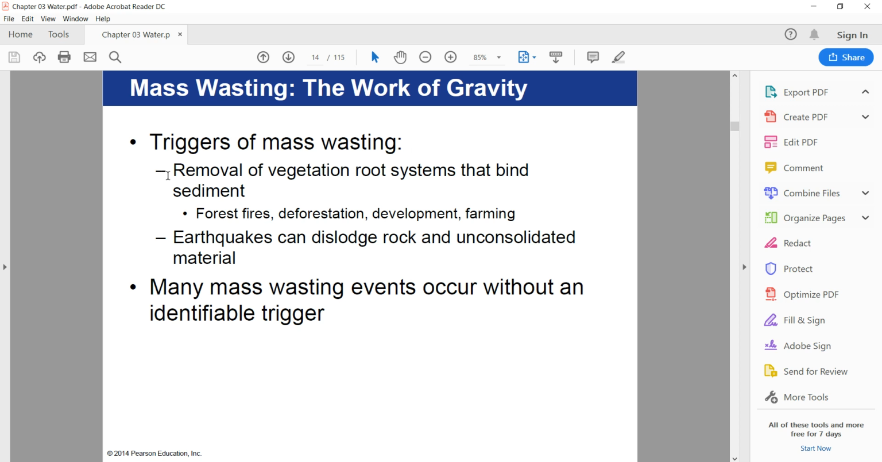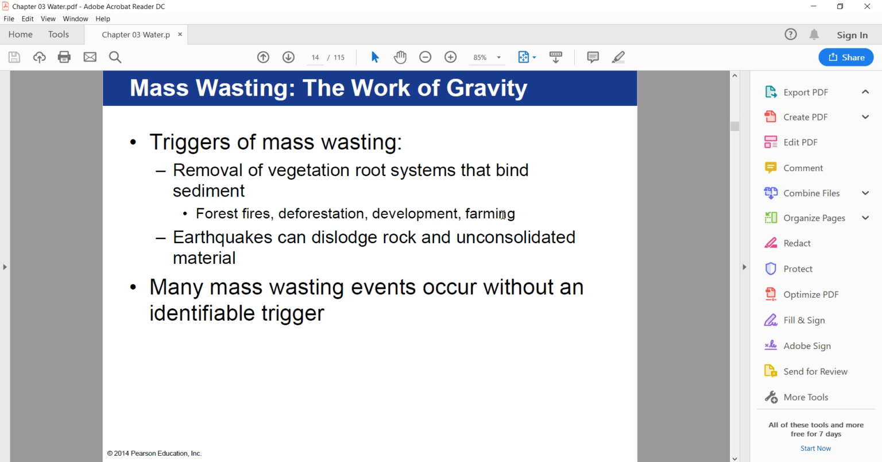Triggers of mass wasting. So these are some of the triggers: removal of vegetation, root systems that bind sediment, forest fire, deforestation, development, farming. These are the major causes of removal of vegetation. We know that forest fire, deforestation, where we remove the forest to build or urbanize the landscape, or any urban development or farming in another region, remove the trees.